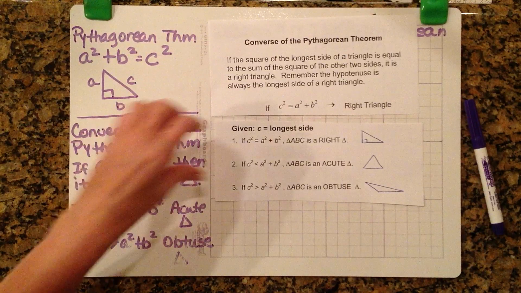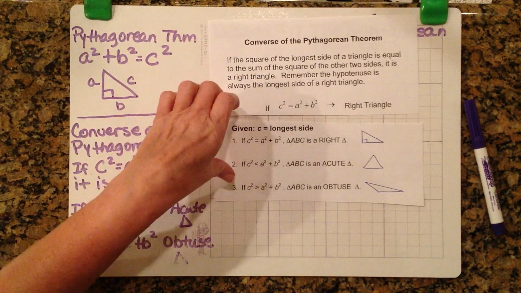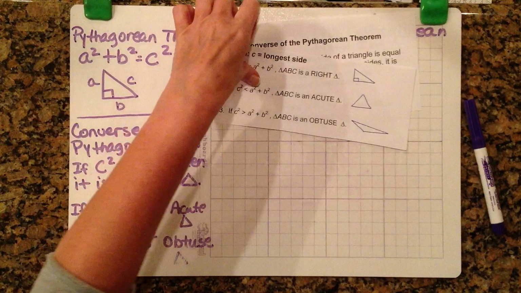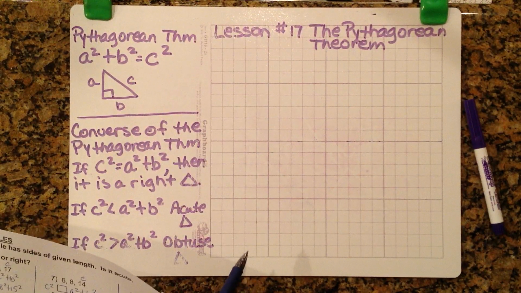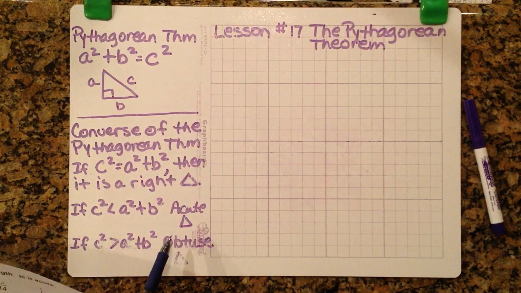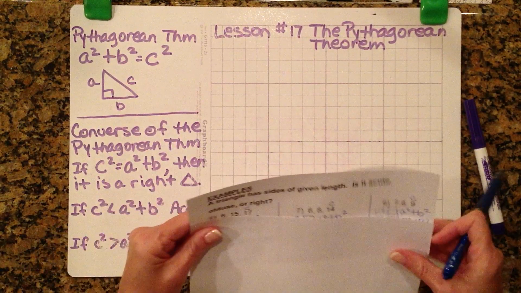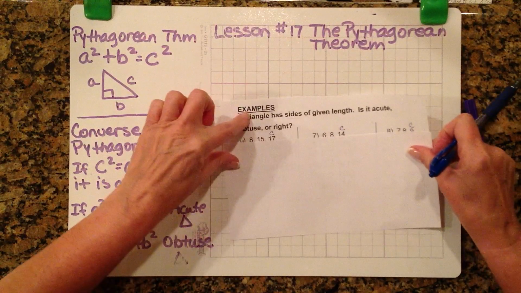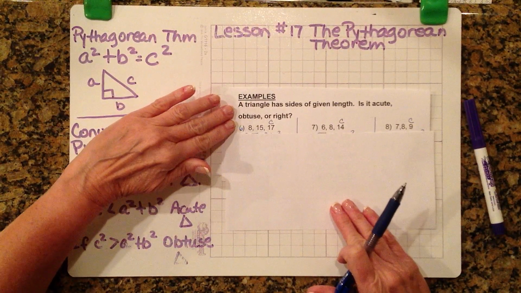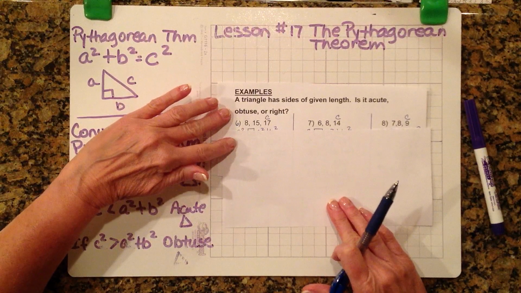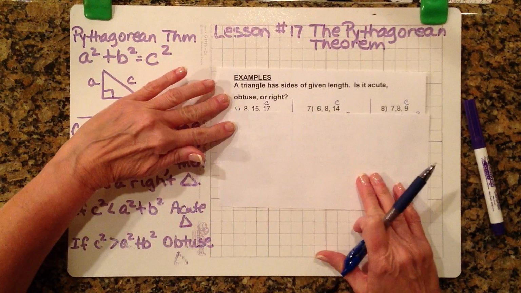Okay, so we're going to finish out today's lesson with 3 examples. I've done them in advance, so I'm going to cover up my answer here. All right. A triangle has the sides of the given length. Is it acute, right, or obtuse?